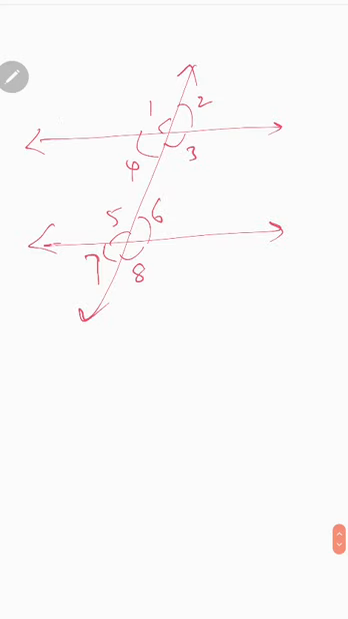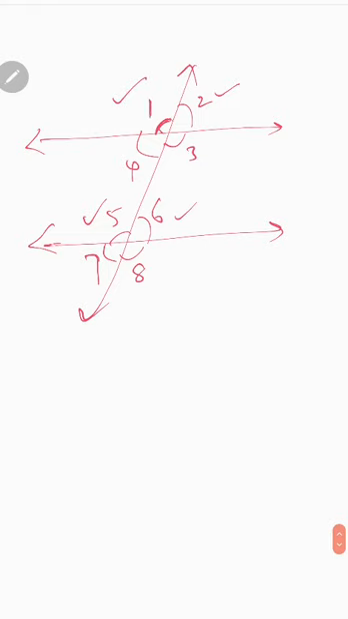Okay, I hope you understood each and everything about the transversal concept. In total how many types of angles are there, and what is the relation between the angles. So once again I'm going to explain. Corresponding angles means, as I told you, angle 1 and angle 5 corresponding, angle 2 and angle 6, 4 and 7, 3 and 8. So corresponding angles are always equal.